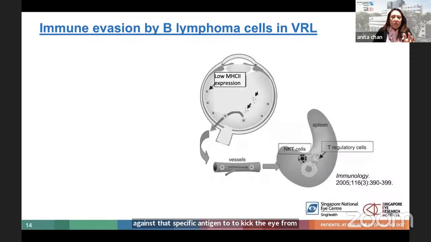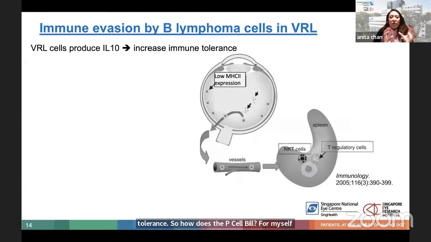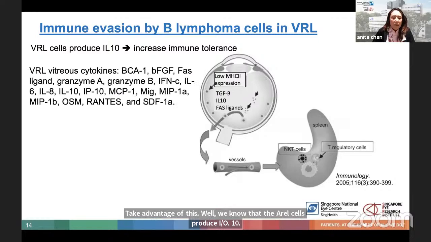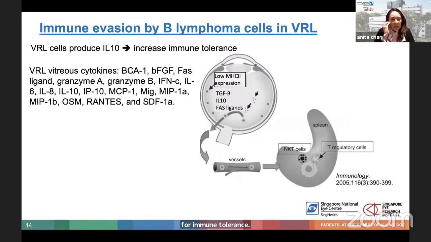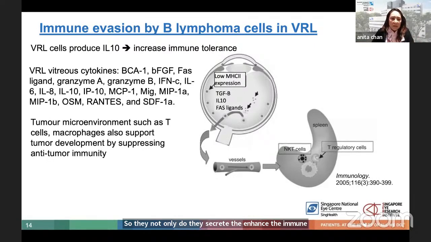immune tolerance. So how does the B lymphoma cell and VRL take advantage of this? Well, we know that VRL cells produce IL-10, and this also increases the local immune environment for immune tolerance. And in patients where we looked at the vitreous cytokines, not only do they have these immunosuppressive cytokines like IL-10 and Fas ligand, they also secrete chemoattractant factors like BCA1 and SDF1A, the older terms for the chemokines I mentioned previously. So they not only enhance the immune suppressive environment, they also have the chemoattractants to attract more cells.